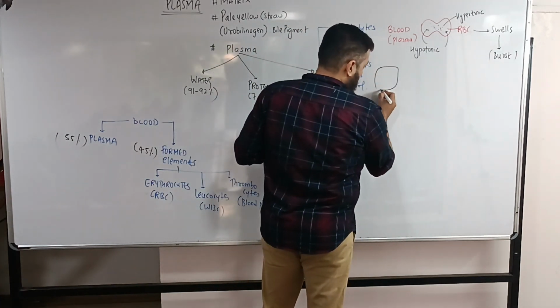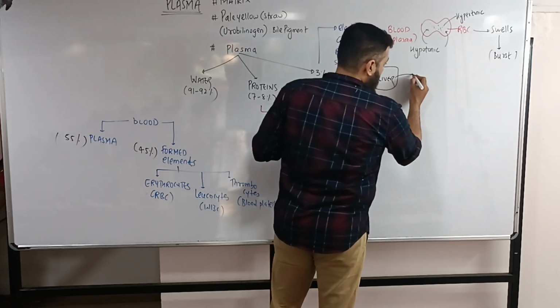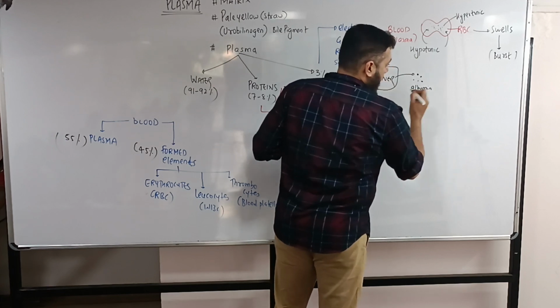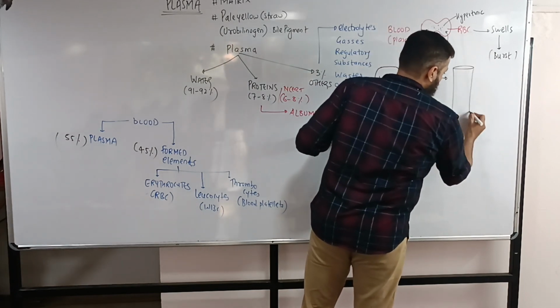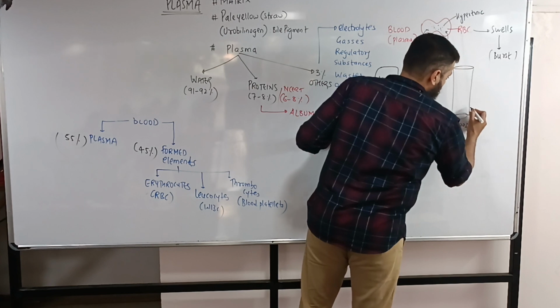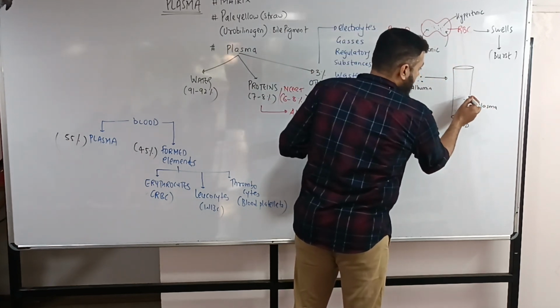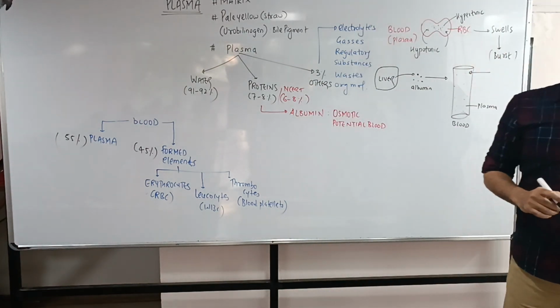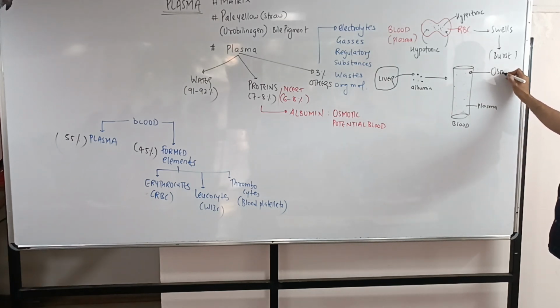You have an organ which is called the liver. The liver will produce a protein which is called albumin. And this albumin will be put into which part of the blood? Plasma. As a result, because of albumin, the solute concentration of the plasma will increase. So it will get a potential which is called osmotic potential.